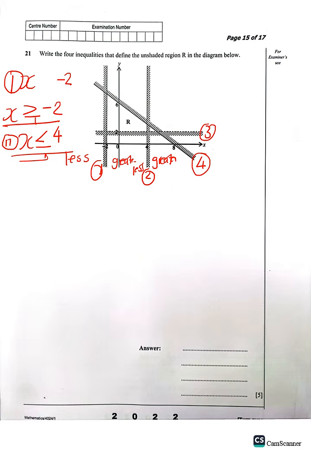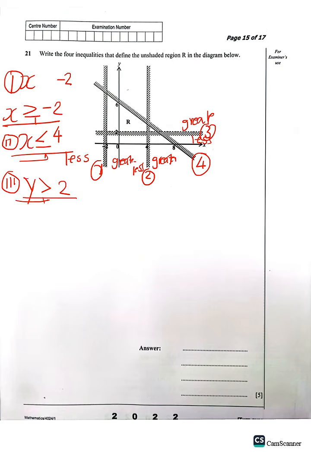Now let's move on to number 3. We can see that this line is now cutting the y-axis at 2. So y at 2, then the upper is greater, the lower is less. So we are looking for the greater, but this time we are not going to use the equal to, since the line is dotted. Now we have the remaining one, the fourth one, which is cutting the two axes.